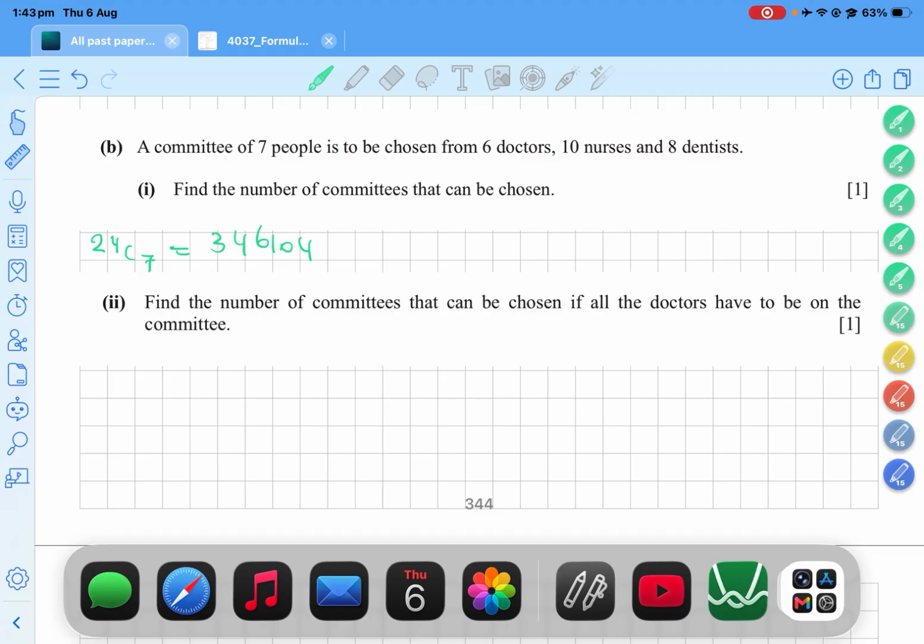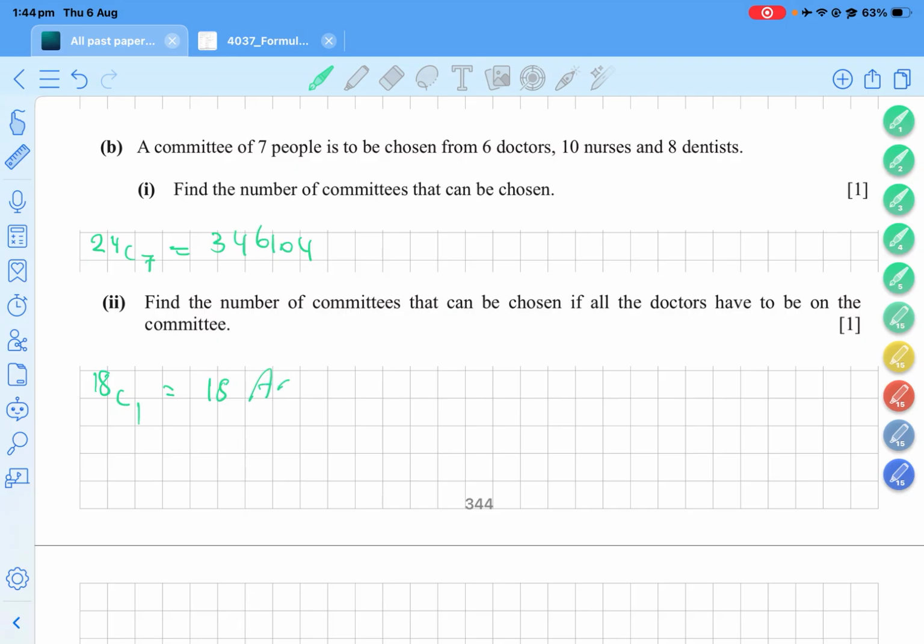If all the doctors have to be the same, so you originally had 24, it's supposed to be 18. You have 18 other choices, and then you have one other person to choose from, which is just 18 options.